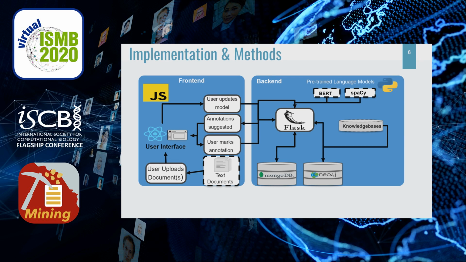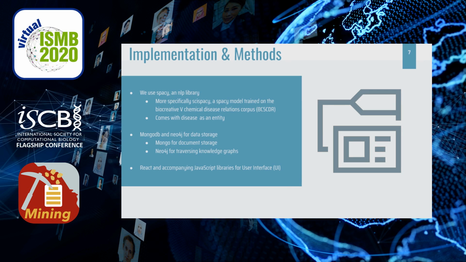In terms of implementing the ET platform, we use a fairly standard approach of separating the application into a front and back end. A high-level overview of the application's architecture is shown on this slide. The backend is primarily run on Python and uses Flask to connect with the user interface along with several databases and knowledge graphs. For automatic suggestions, we use the pre-trained models from SciSpacy. More specifically, the model trained on the BioCreative 5 chemical disease relations corpus. The front end is powered by JavaScript and React, along with several other modules that allow for user actions.